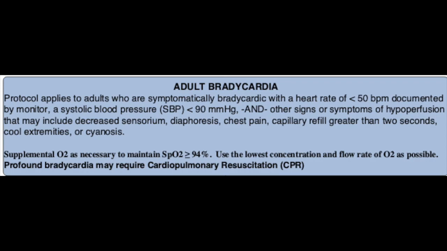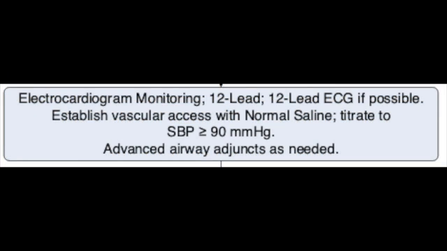Remember that you can use supplemental O2 if their SATs are less than 94. So in these patients, what are we going to do? We're going to put them on a monitor. We're going to get a 12 lead. We're going to start an IV. We're going to titrate blood pressure to greater than 90 with normal saline.